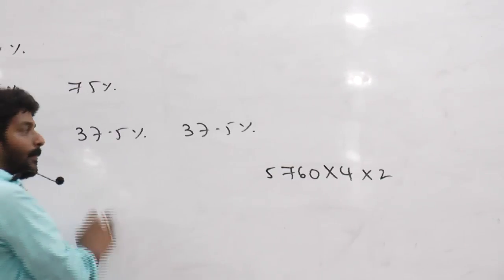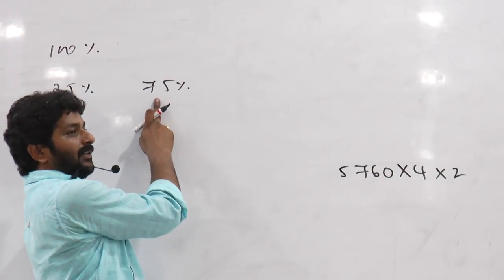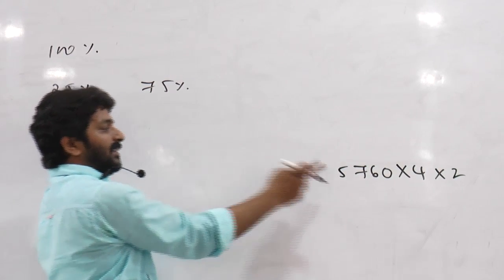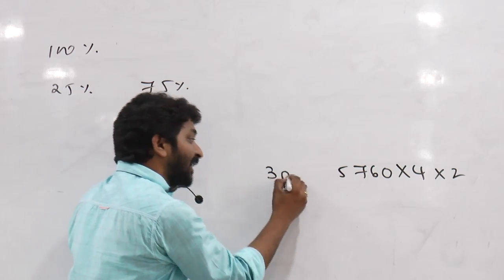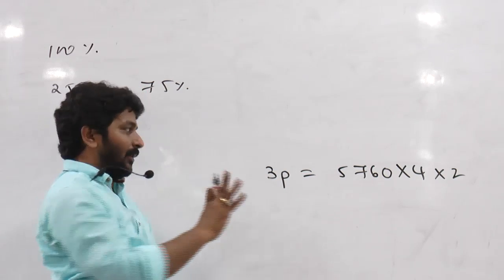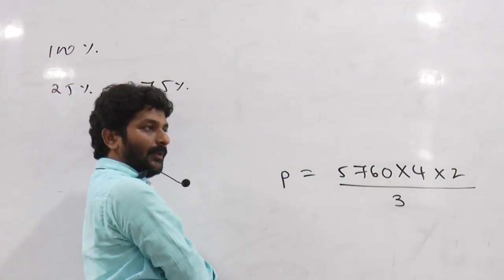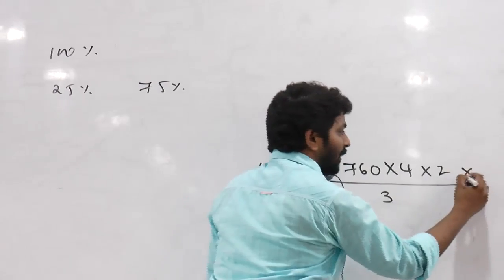Are you getting? Right. Entire value 37.5, in the sense 75%. 75% is this much, which I will treat as 3 parts. Total value will be 4 parts. From this, what is 1 part? Divided by 3. I want 4 parts into 3.